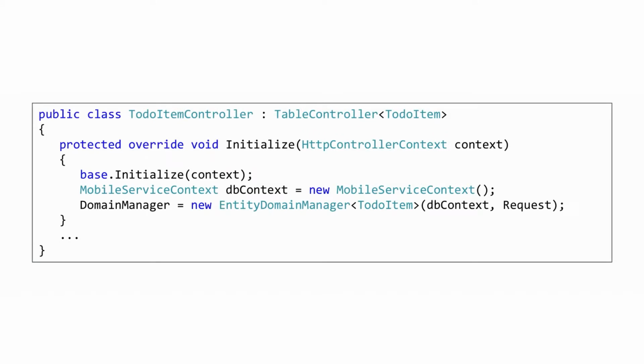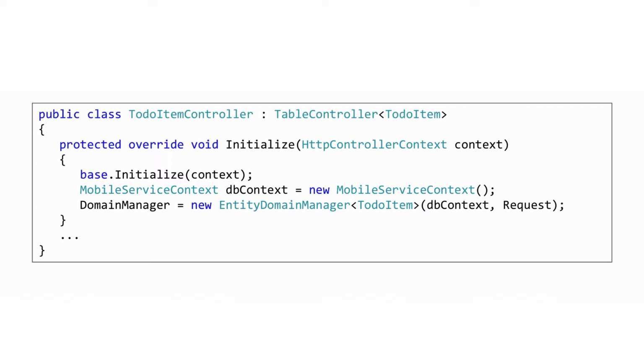The initialize method is called for each inbound HTTP request, and it has to do two things. First, it's going to create a mobile service context, which will be used to query the data. This is really just an Entity Framework DB context. And second, it needs to create and assign the domain manager object.